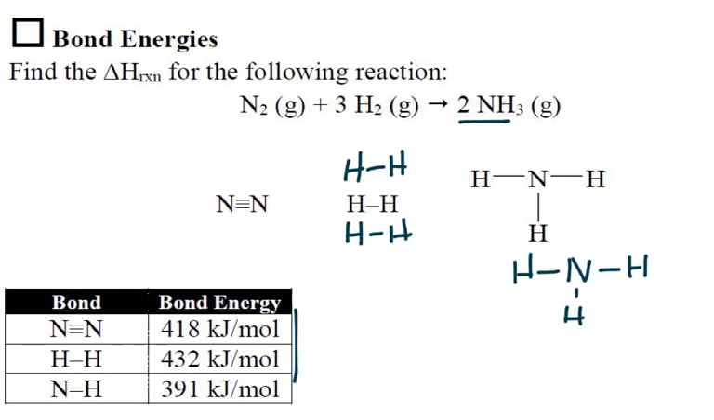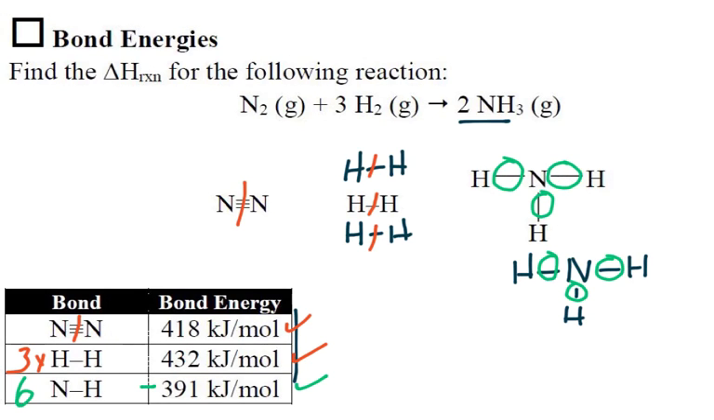So what's going to happen? I'm going to break a nitrogen-nitrogen triple bond, and that's going to cost 418 kilojoules. Then I'm going to break 3 of these hydrogen-hydrogen single bonds, so I'm going to use this number times 3. But what's happening is I'm going to make 1, 2, 3, 4, 5, 6 NH bonds. Since I'm making them, not breaking them, and bond energy is the energy it takes to break a bond, I need to use the negative of this. So I need 6 times negative 391.